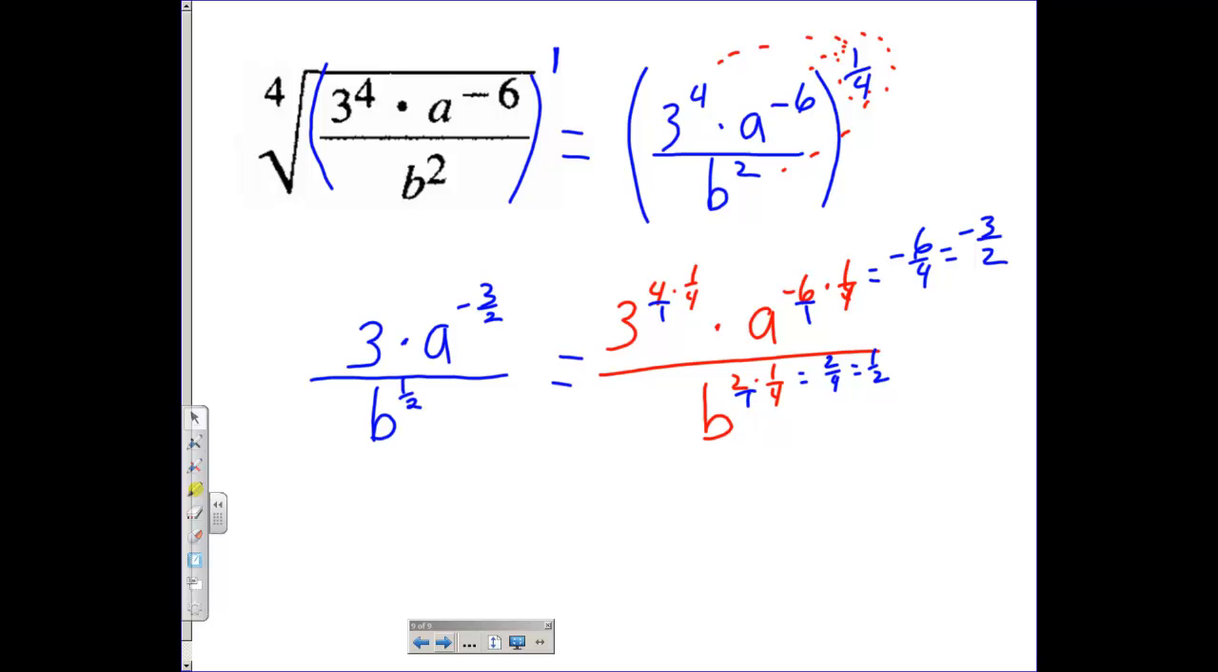And here's something we probably aren't used to seeing yet. We know how to work with negative exponents, but we've never seen a negative exponent inside of a bigger fraction. Yes, we do know that negative exponents mean reciprocal. So in order to get rid of that negative exponent, all we're going to do is take this entire thing and move it down to the denominator and leave it as a positive exponent. So we're going to call this 3 over b to the 1/2 times a to the positive 3 over 2. And now we have a positive exponent instead of a negative exponent.